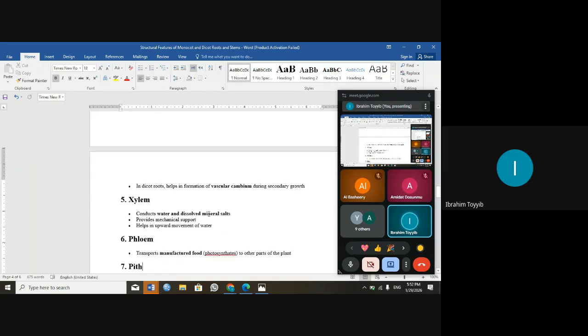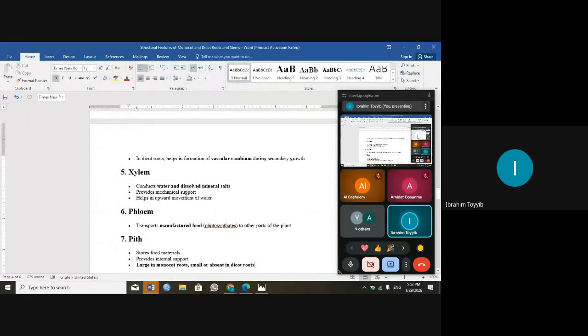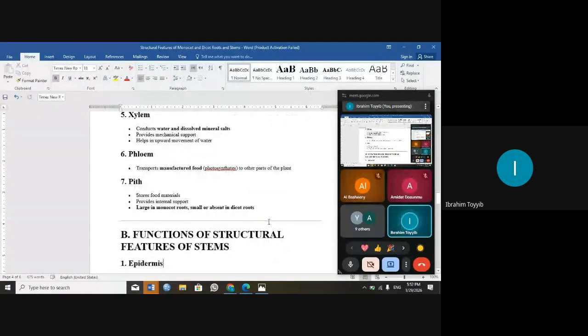Then xylem conducts water and dissolved mineral salts, providing the mechanism for upward movement of water. Phloem transports manufactured food from photosynthesis from the leaf to other parts of the plant. The pith stores food material and provides internal support. Pith is large in monocot roots, and that is one of the differences. It is small or absent in dicot roots.